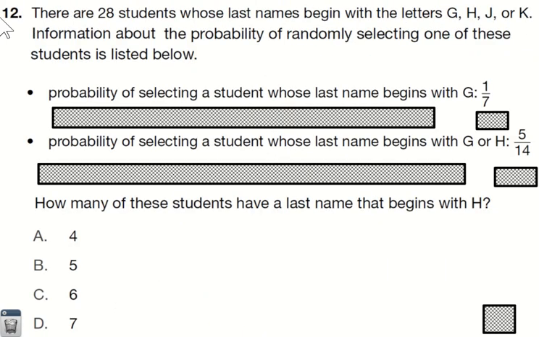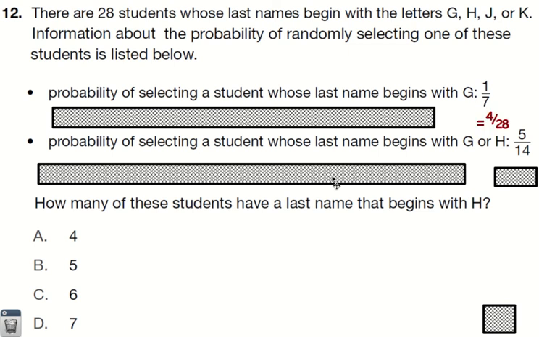Anyway, number 12. There are 28 students whose last names begin with the letters G, H, J, or K. Information about the probability of randomly selecting one of these students is listed below. Okay, 28 total students, that's important. This bullet is saying that the probability of selecting a student whose last name begins with G is 1 out of 7.